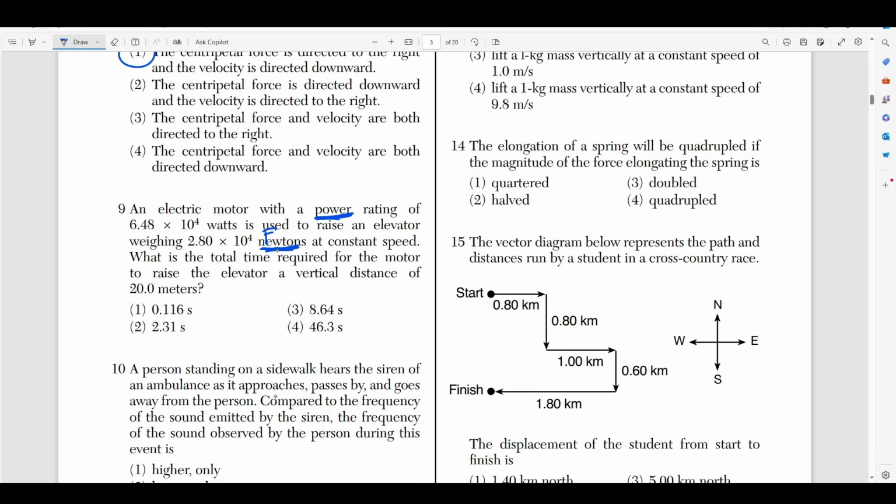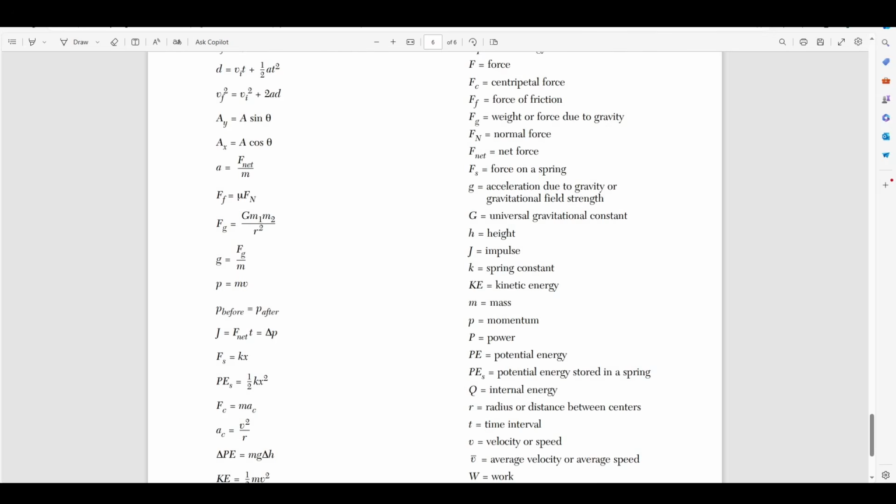Why is it a force? Because it's in newtons, and it's also weight. So this is a value already being multiplied by gravity. And now you're asking us the total time required for the motor to raise the elevator a vertical distance of 20 meters. So we have power, force, and distance. So let's look at this.